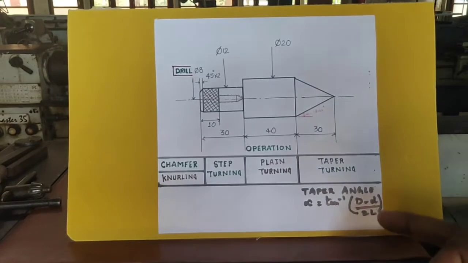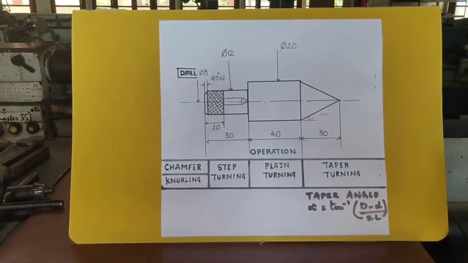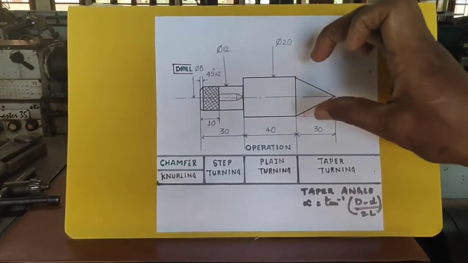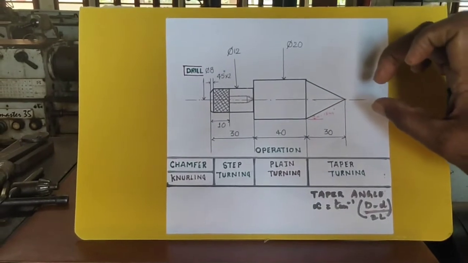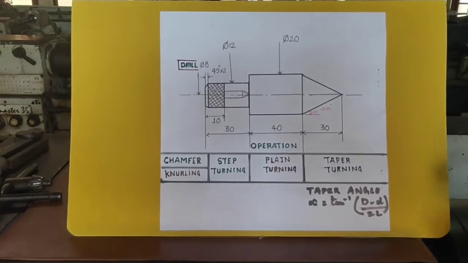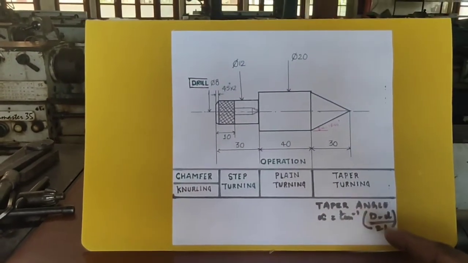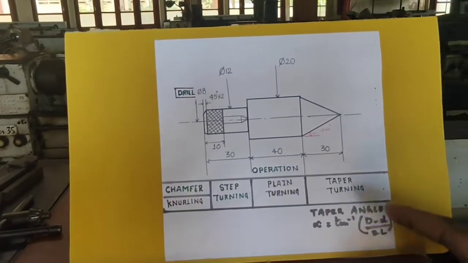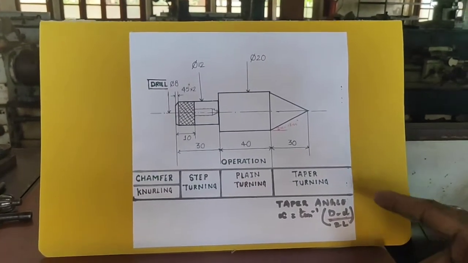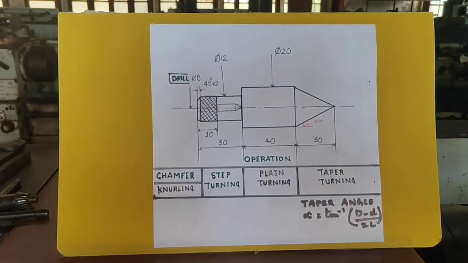For taper turning, the taper angle alpha is equal to tan inverse of (D minus d) upon 2L, where capital D is the larger diameter. Here the smaller diameter you can take as 0, and the length you can take as 30. By calculating alpha you get tan inverse of (20 minus 0) by 60, that is tan inverse of 0.33, and you will get an 18.44 degree tapering angle.